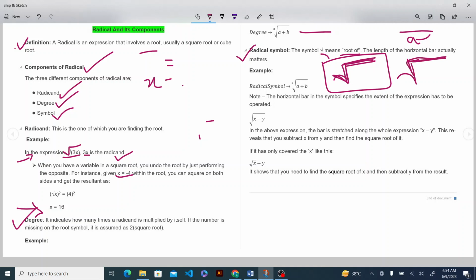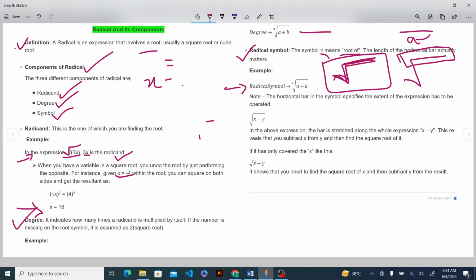Let me do it neatly. So this is the radical symbol, and this horizontal bar matters a lot, because it indicates to what extent we are going to take the radical, to what extent we are going to deal with the values under root or with the radical symbol. Let me clear it with an example.